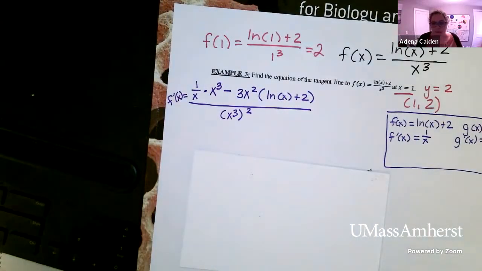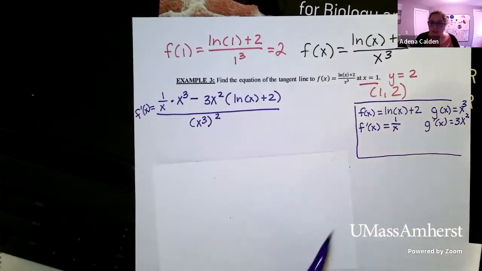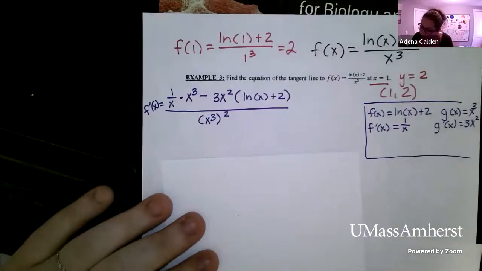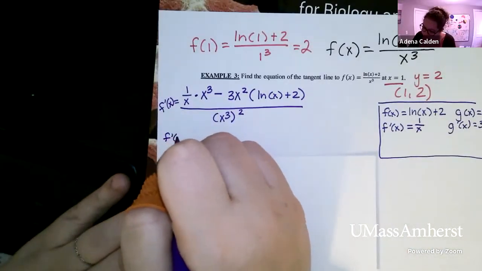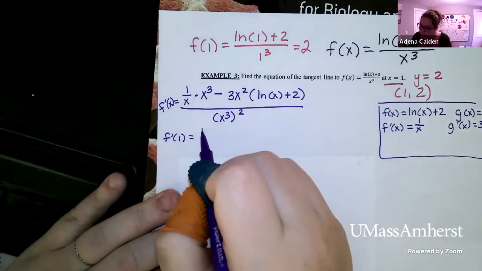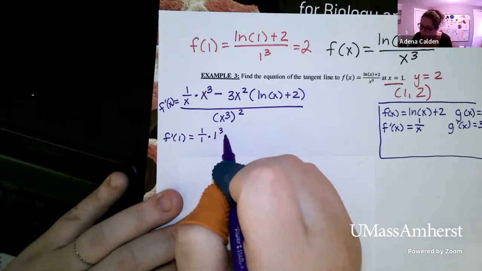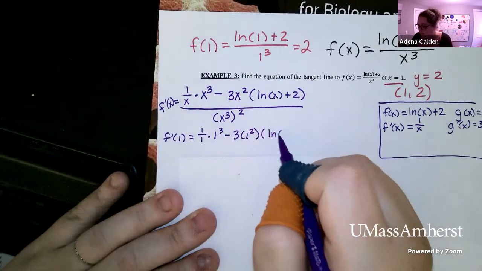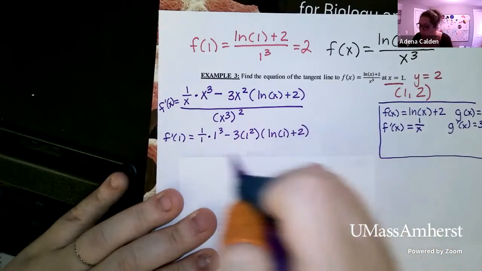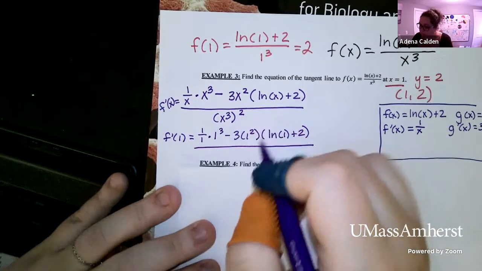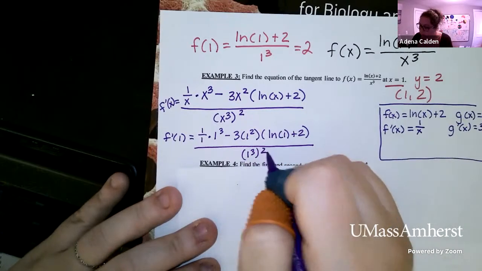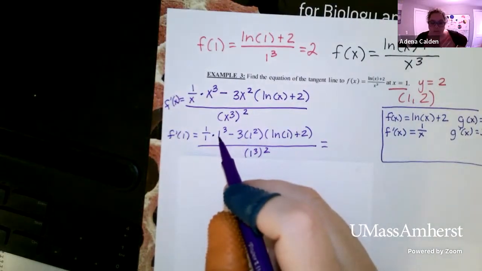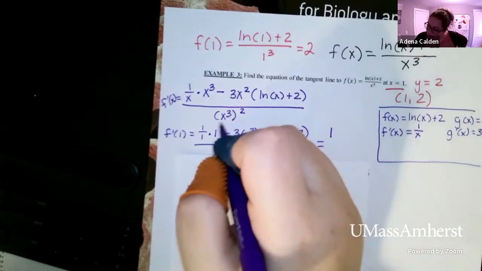But in order to find the equation of the tangent line, I need to figure out the value at 1, because that's going to help me find the slope. So I need to plug in a 1 into all these places. Let's see what happens. So we have 1 over 1 times 1 cubed minus 3 times 1 squared times the natural log of 1 plus 2, all divided by 1 cubed squared. So let's see what that is. So 1 over 1 is 1 times 1 is 1. So this first term gives me 1.